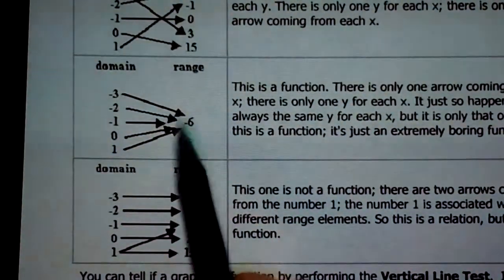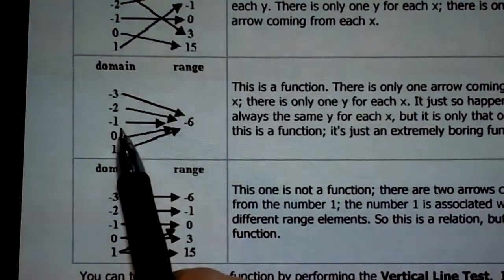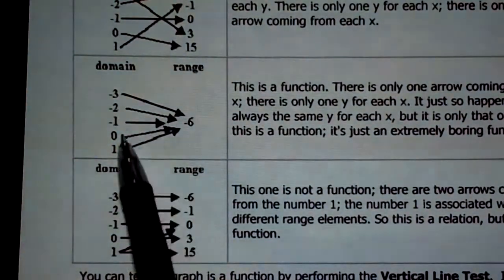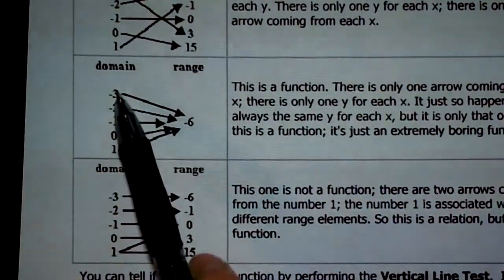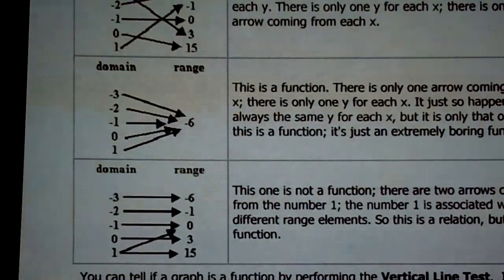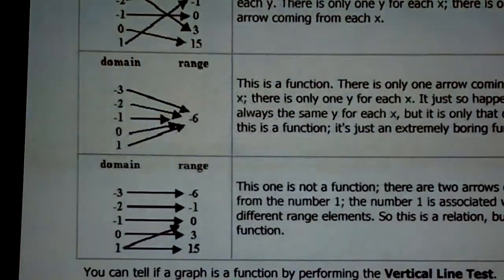Right here, this is the y repeating. X is not repeating. This is a function. There's only one arrow coming from each x value. It just so happens that no matter what I plug in, I'm going to get -6. So it is a function. It's just really boring because you get the same answer every single time.